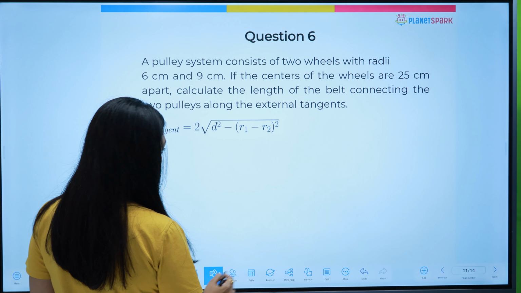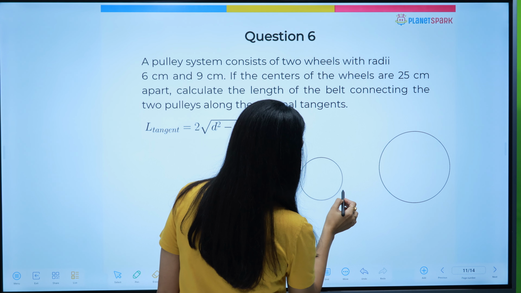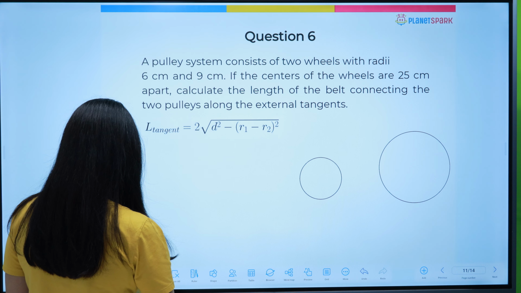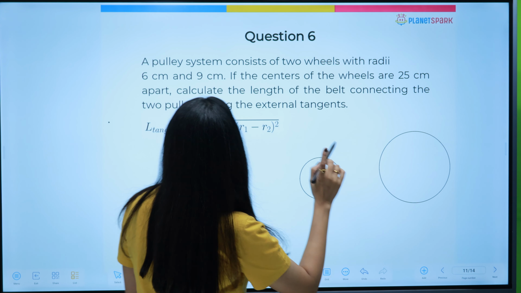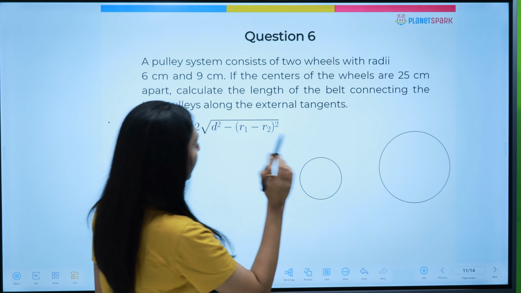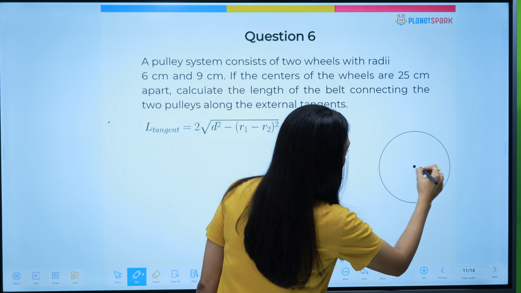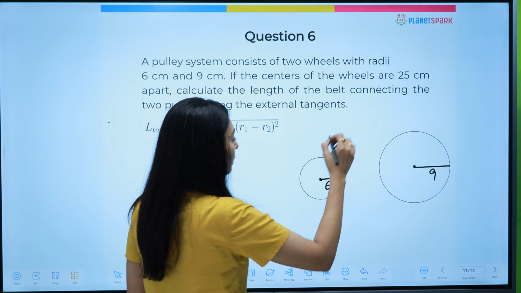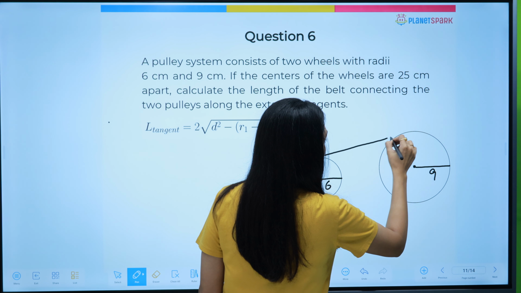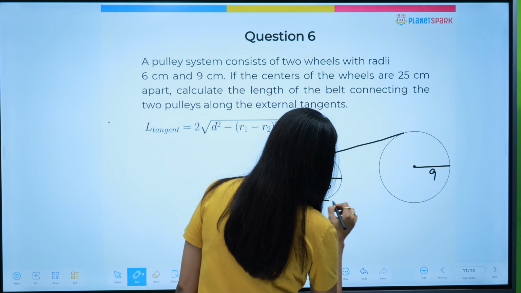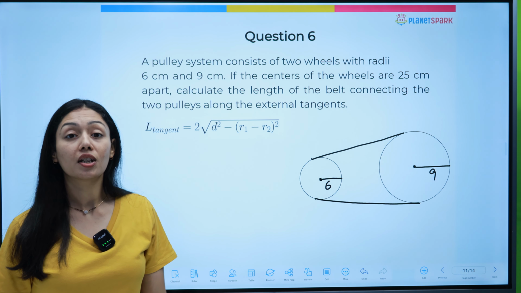Okay then, so we need two circles there. Let's say this is a circle and this is another circle. The radii are given, 6 cm and 9 cm. Let's say this is 6 cm, this is 9 cm, right? Then over them a belt is there, from here to here. Right? So these are what? These are common tangents there.